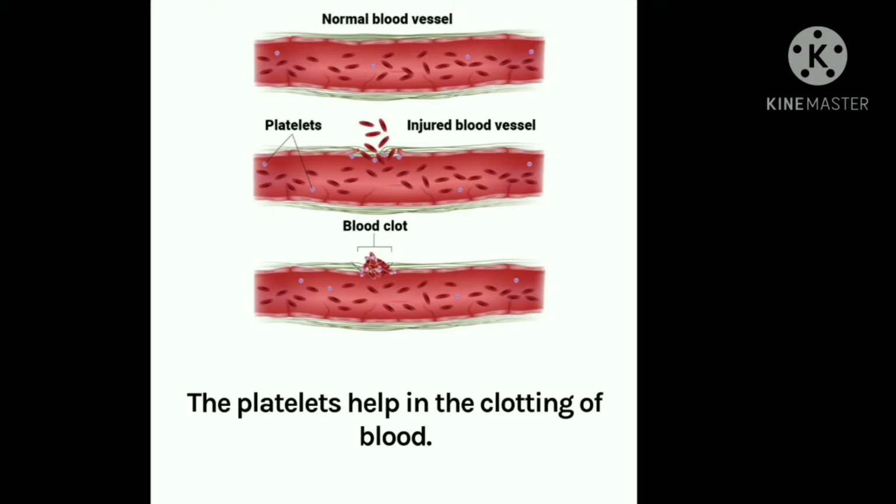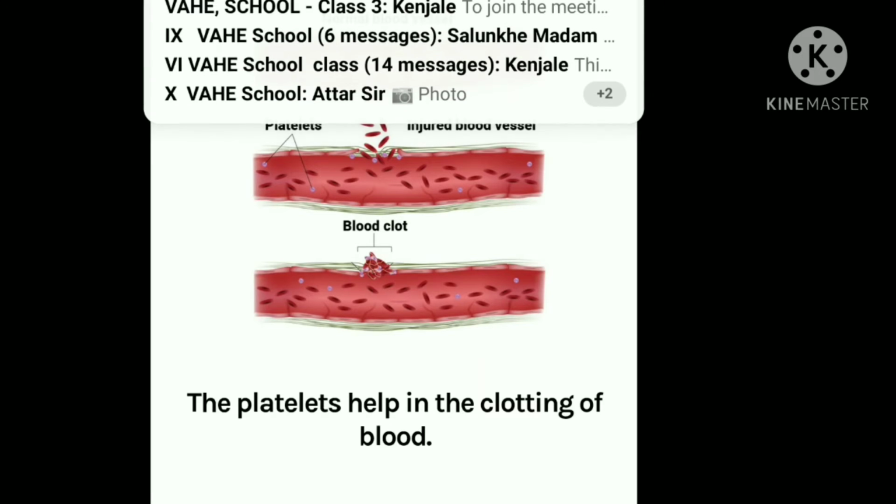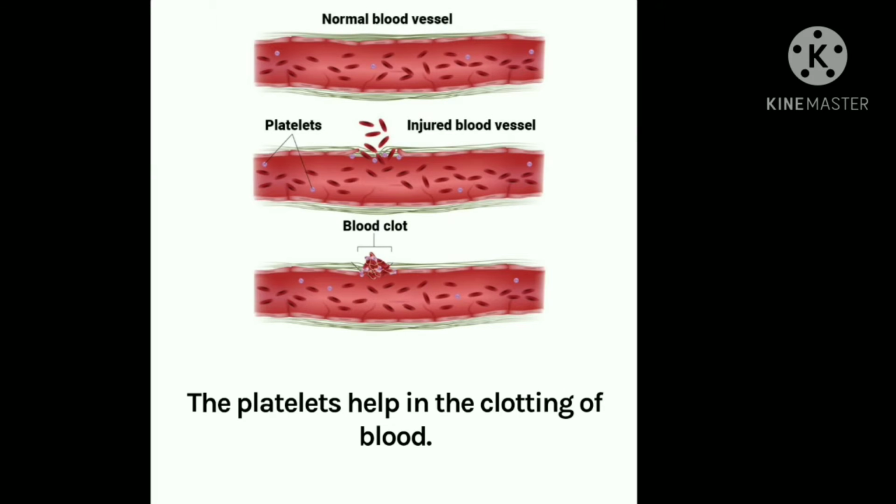Suppose, for example, sometimes we put turmeric, which is an antiseptic, on a cut, and when we keep the turmeric and press on the cut, after some time the blood stops. So at that time what happened? Actually the platelets clot the blood, and because of the turmeric, which works as an antiseptic, there is no kind of infection.